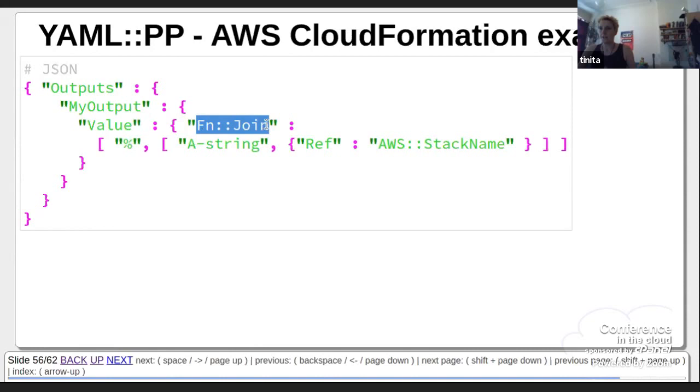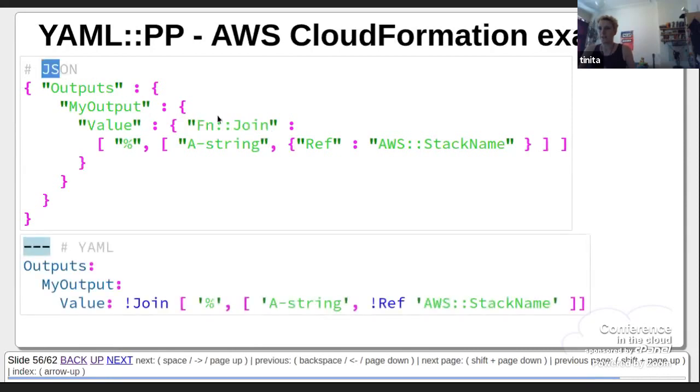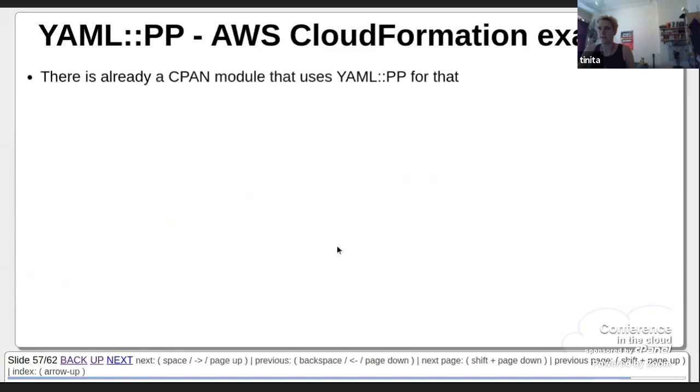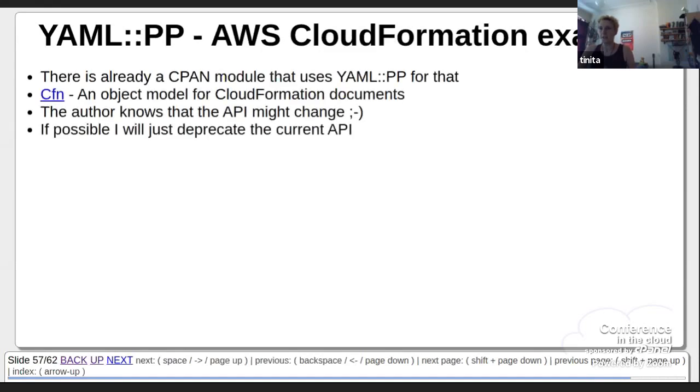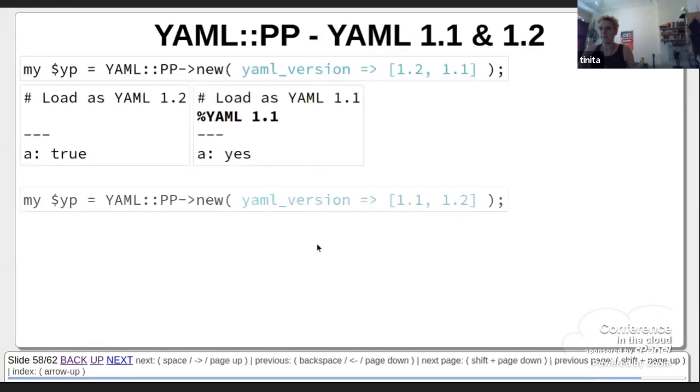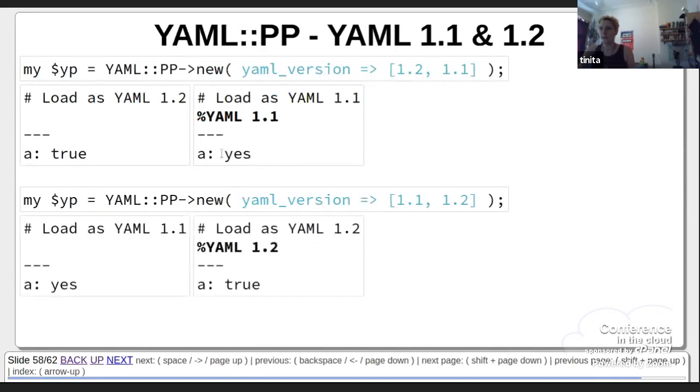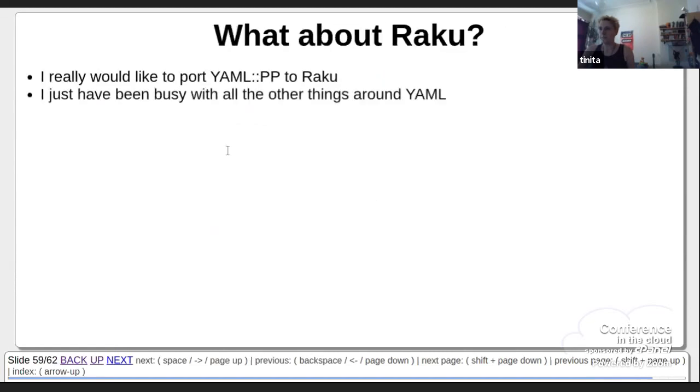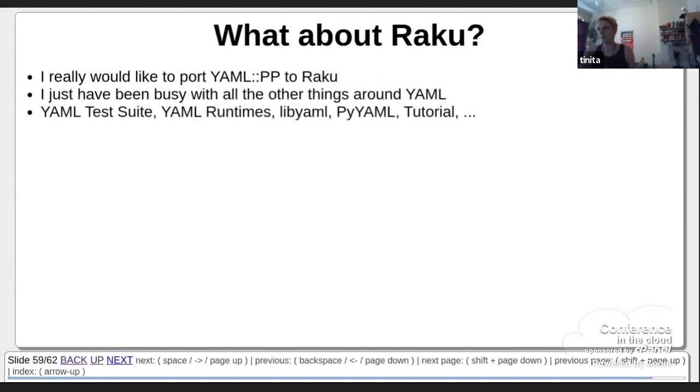So AWS CloudFormation is also using functions like that. In the JSON, you have to do this, but in the YAML, you can use these custom tags. And there's a module that actually uses YAML-PP for that. And there are also options to support both versions. Yeah, and I didn't have time to port this to Raku. I really would like to do this at some point, but didn't have time yet.